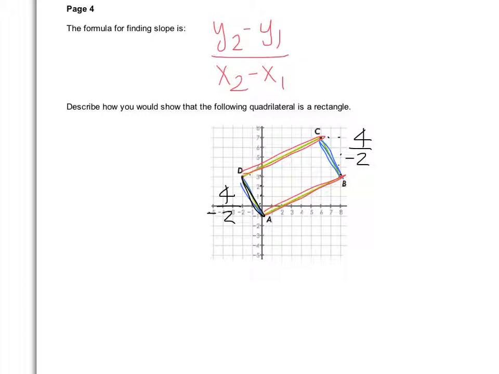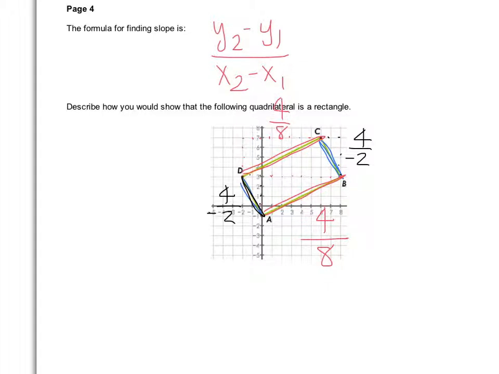To get from A to B, I have to go up 1, 2, 3, 4, and over 1, 2, 3, 4, 5, 6, 7, 8. And that would be positive. And then from D to C, I would go up 1, 2, 3, 4, and over 1, 2, 3, 4, 5, 6, 7, 8. So again, the slope is 4 over 8.